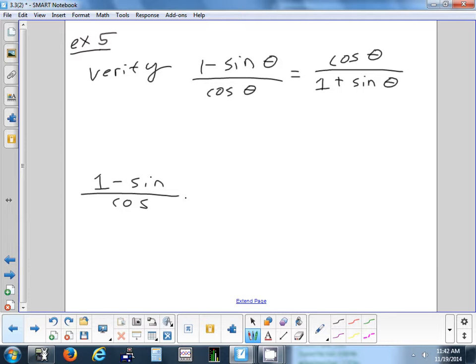The conjugate. And another hint that you might want to use the conjugate: look at what's in the numerator, 1 minus sine. Look what's in the answer, 1 plus sine. The answer has the conjugate in it. So why don't we try using the conjugate and see what happens. Okay, so multiply by 1 plus sine over 1 plus sine.